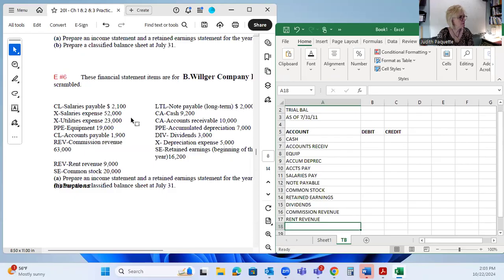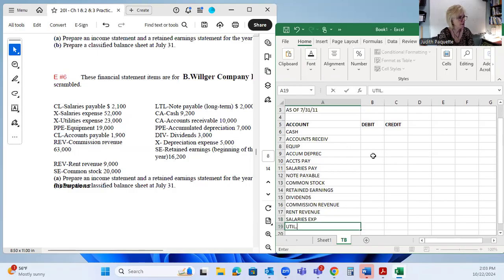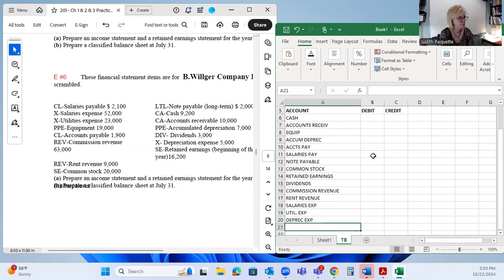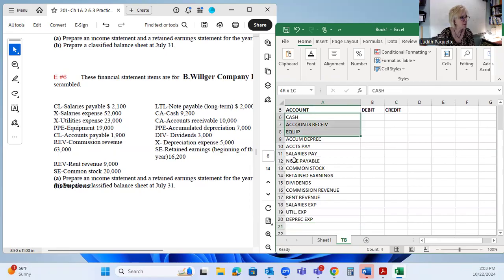And now we just have a bunch of expenses, and you're just going to list those in order. So salaries expense, utilities expense, depreciation expense. And I think that's all. So we have 15 items: 1, 2, 3, 4, 5, 6, 7, 8, 9, 10, 11, 12, 13, 14, 15. And then here we're going to put total.